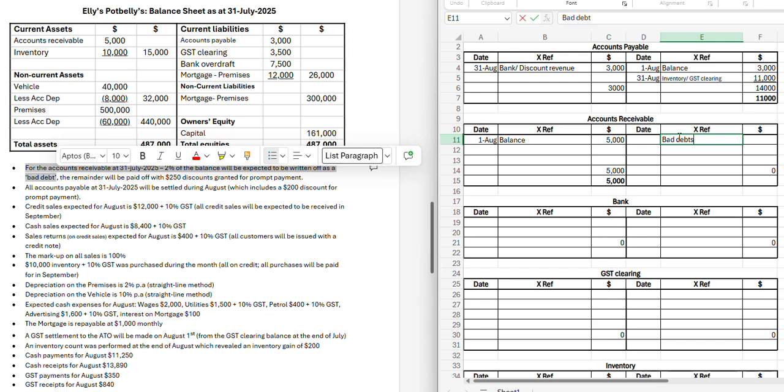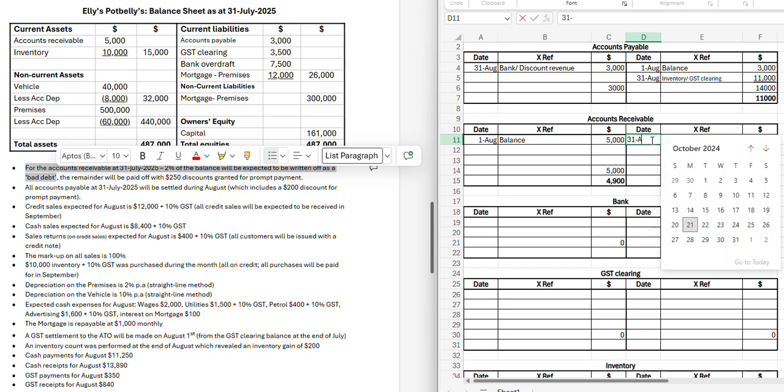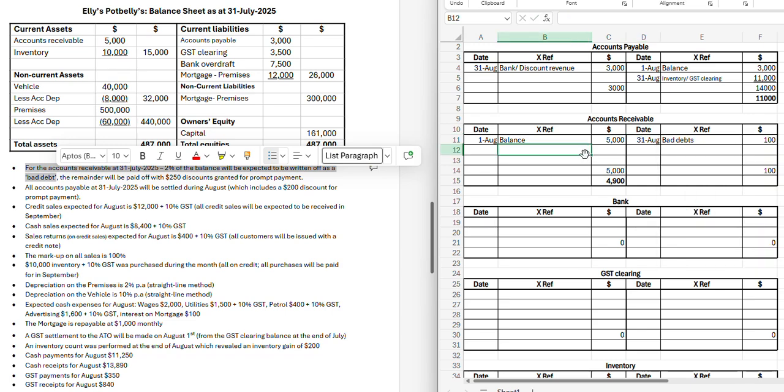We need to work out what 2% of that opening 5K balance is. So on your calculators or phones, 5,000 times 0.02, or let's do it in our head, 1% of 5k is 50, 2% will be 100. Okay, at the end of the month. I'm not going to be picking on dates with this one.